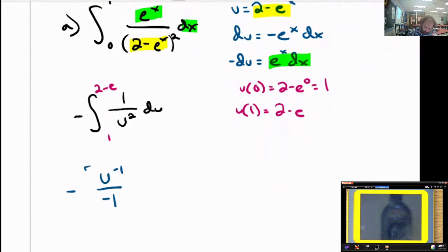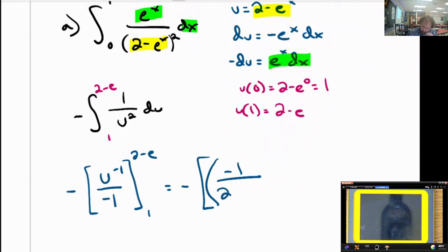but this is all negative also. So we might think about that. We do have to evaluate this too. So 2 minus e over 1. So let's think about this. This is the negative of, the first chunk would be, I suppose the more I think about that, that's negative 1 over u. So this is negative 1 over 2 minus e minus negative 1 over 1. And that's all negative there.